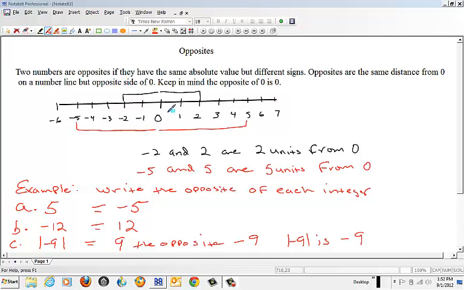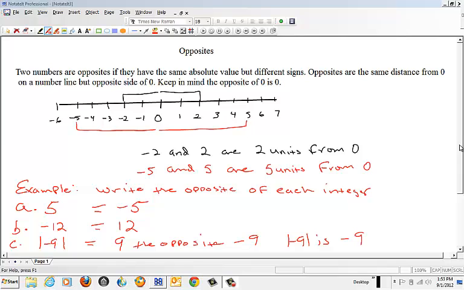Okay, so here we've constructed a number line. On the right side is 1, 2, 3, 4, 5, 6, 7. We know these are our positive numbers. On the left side of zero, we have -1, -2, -3, -4, -5, and -6, and we know these as our negative numbers.